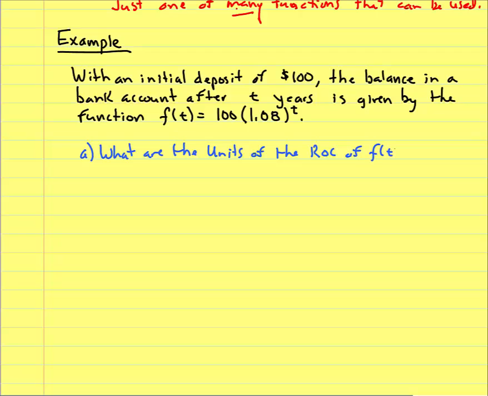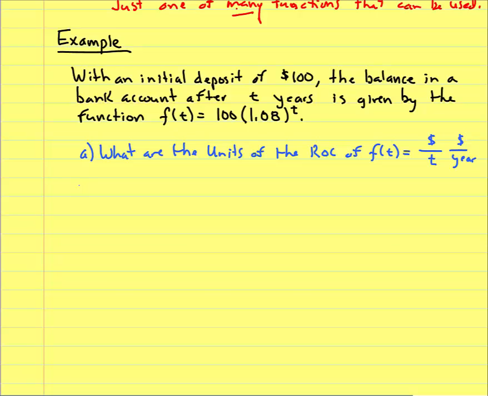Well, this is going to be pretty straightforward. The change that we're looking for is the amount of money in the bank, so it's going to be money over time. So dollars per year, because we're keeping track of years because time is in years. So that would be the first thing that we could answer.